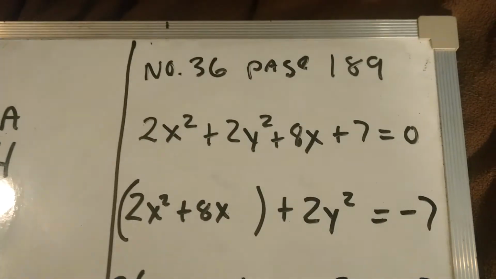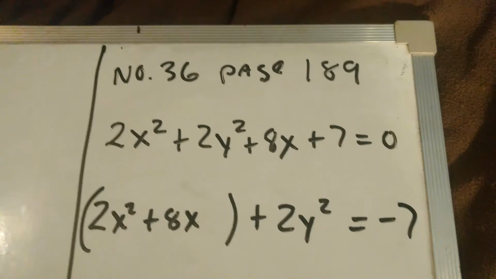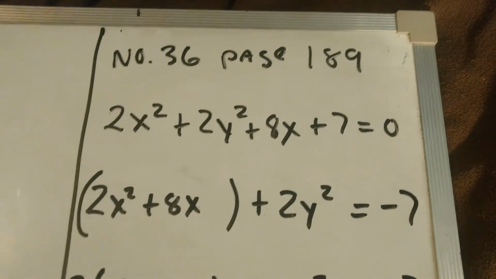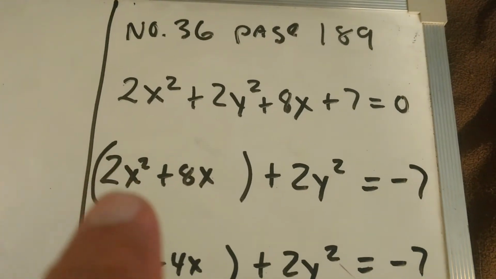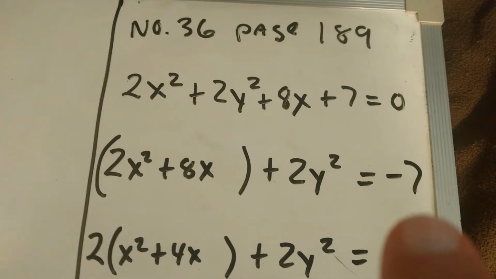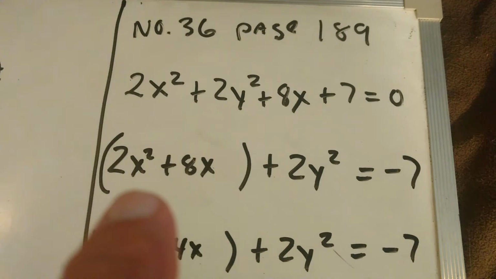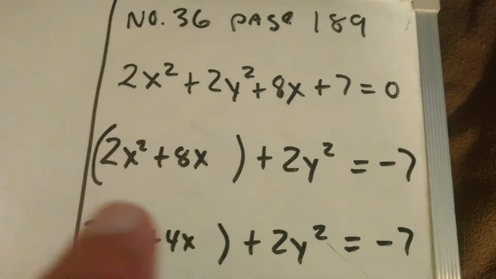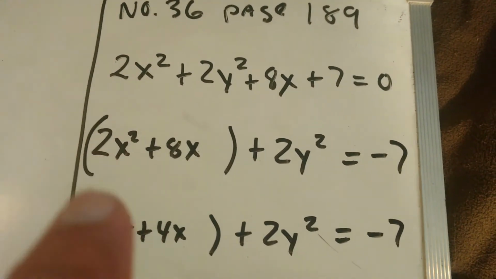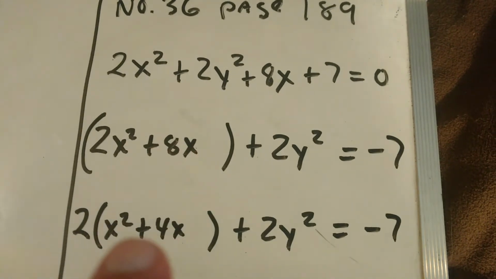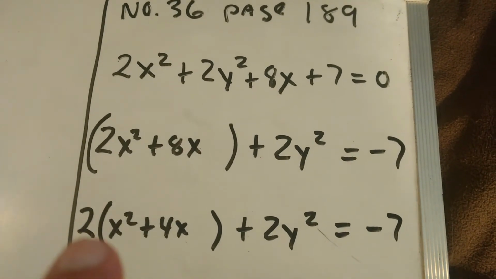This is question number 36 on page 189. Okay, notice that it's in general form. So the first thing I do is I group all my x's, my y's, and subtract the 7 over. It's a little bit different case. We've got a 2 in front of the x squared. We need a 1. So we factor out the 2. Divide this by 2, we get 1. Divide this by 2, we get 4. The 2 stays on the outside.